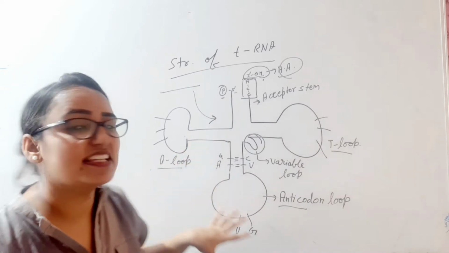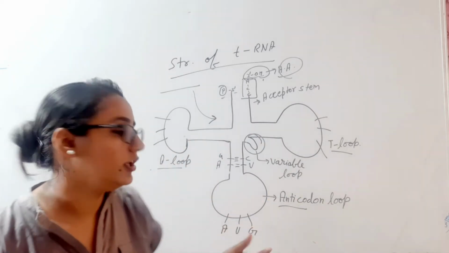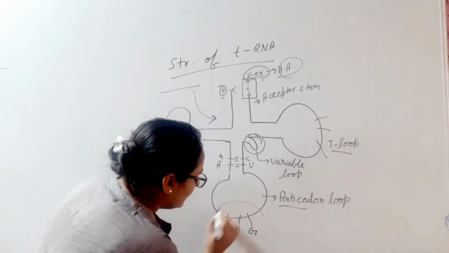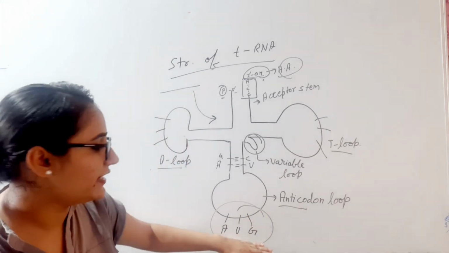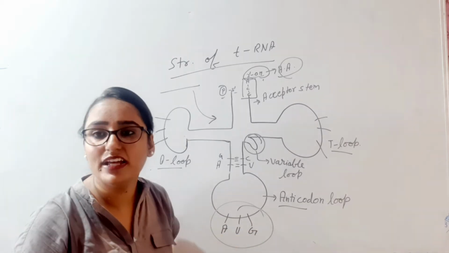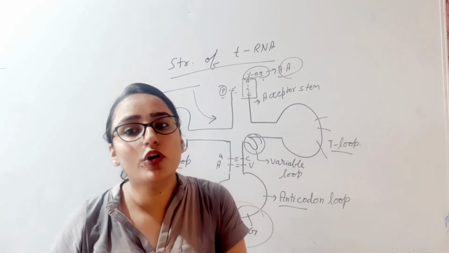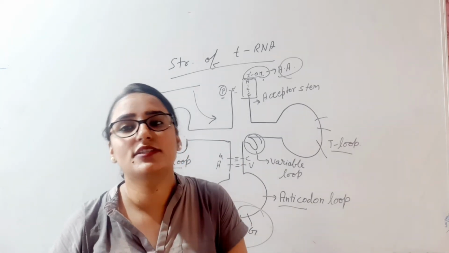So this ACC is free and present at the 3' end of the tRNA. This is the structure of the tRNA molecule. Here, this anticodon loop means this anticodon. The codon present in tRNA is known as the anticodon, and the codon present in mRNA is known as the codon.